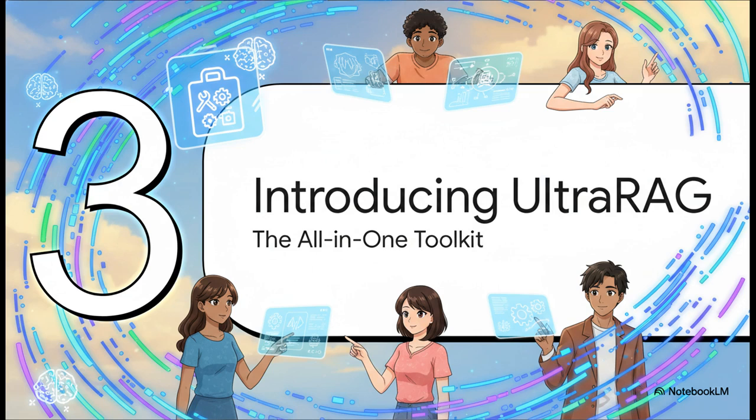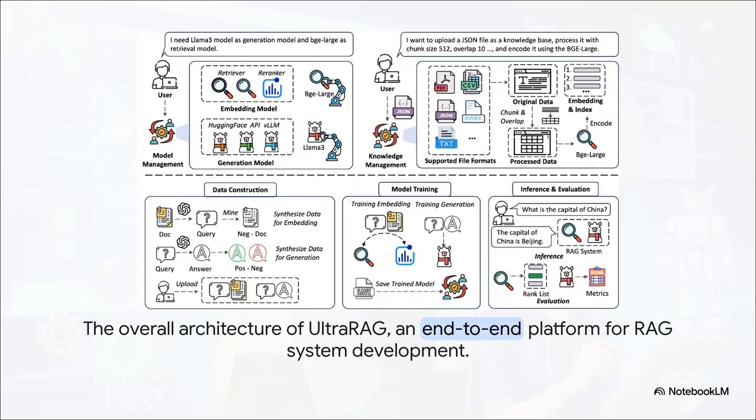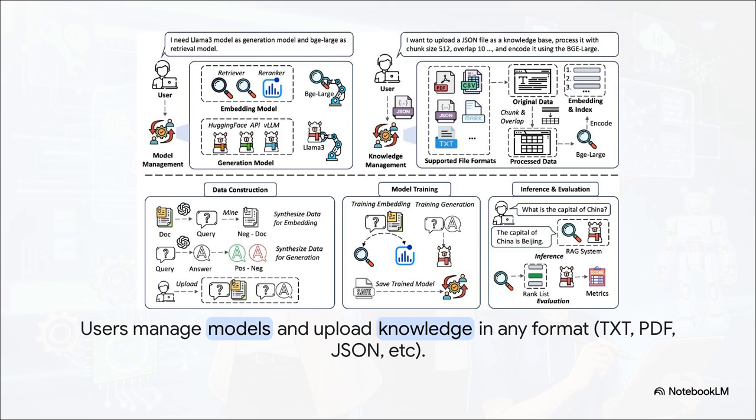It's designed from the ground up to be a complete, all-in-one solution. This diagram here shows you the whole shebang. This is the UltraRAG architecture. It's an end-to-end platform that automates the entire process, and it's all built around a few key, really smart stages. It all kicks off with these powerful management modules. On one side, you've got knowledge management, which lets you just easily upload all your expert documents. On the other, you have model management, where you can pick and choose the exact AI models you want to use.